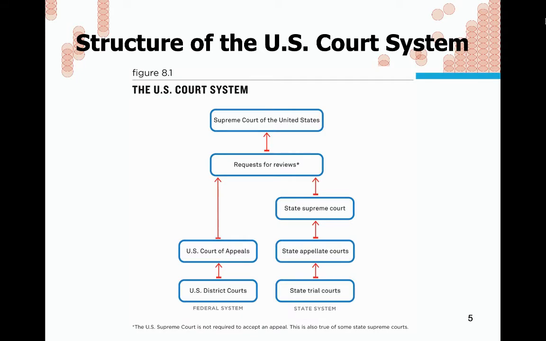Here you have a little figure from the Lowy book. This is from the 16th edition, but you can see two pathways to the Supreme Court of the United States. Both go through appellate courts, whether that's at the state level or the federal level. The real only difference here is that states have their own Supreme Courts. So if there's a case originating within a state court that's going to go to the U.S. Supreme Court, it's going to have to go through a state Supreme Court first.